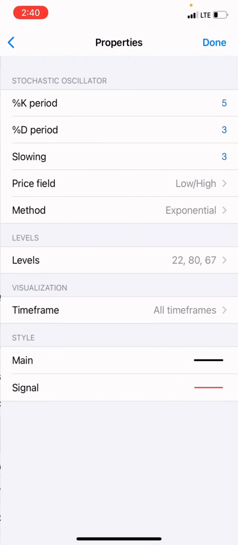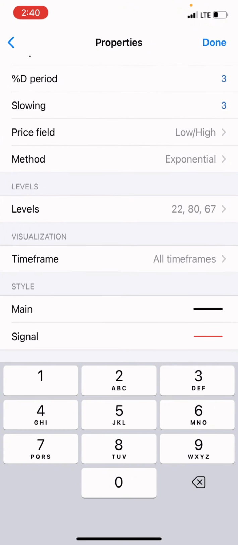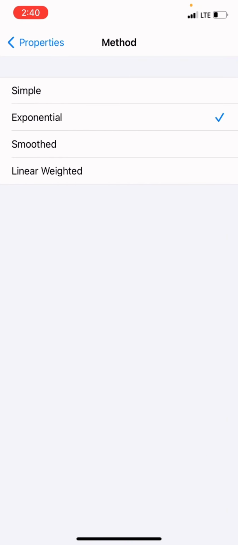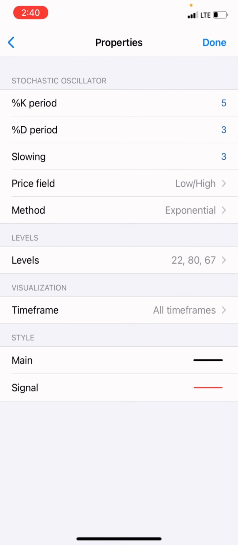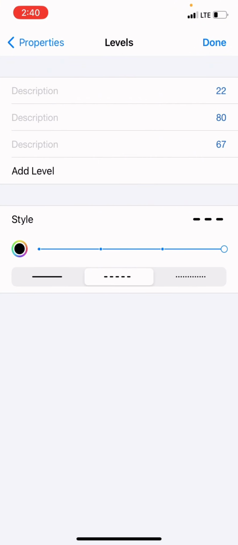Then we're going to choose the stochastic oscillator as well. The period here, which is the percentage K period, put it on 5. Then the percentage D period, we're going to put on 3, while the slowing is going to be on 3 as well. Then the price field is going to be low/high, while the method is going to be exponential, right? The levels here are going to be 22, 80 and 67.